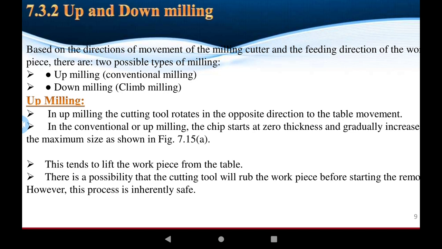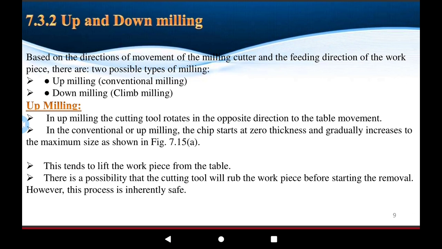And up and down milling. Some important points are presented about up and down milling for these machine tools. Okay, the machine cutter is classified based on the direction of movement. The milling cutters are up or down, upper and down. It depends on the motion, based on the direction of movement of the milling cutter and the feeding direction of the workpiece.